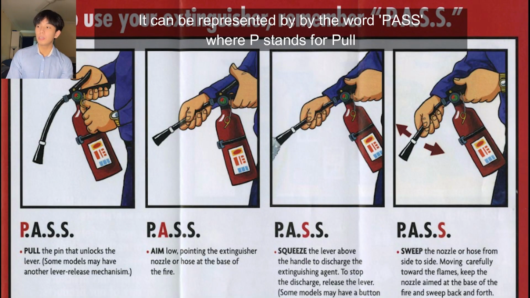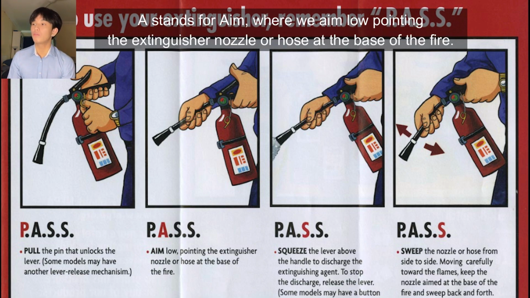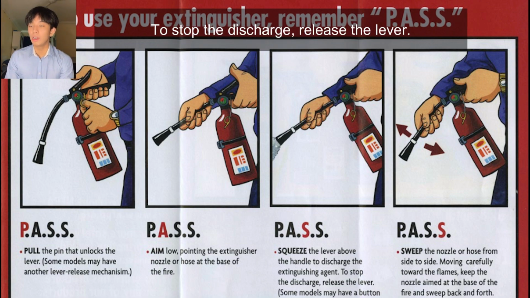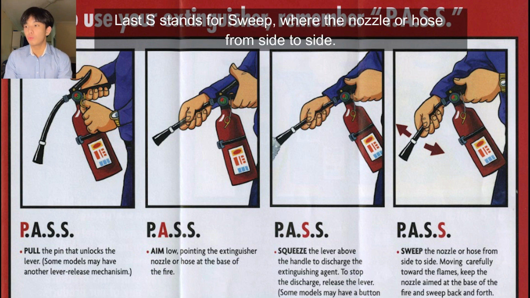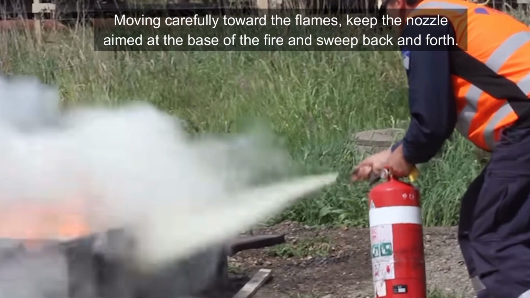It can be represented by the word PASS, where P stands for pull. We pull the pin that unlocks the lever. A stands for aim, where we aim low, pointing the extinguisher nozzle or hose at the base of the fire. S stands for squeeze, where we squeeze the lever above the handle to discharge the extinguishing agent. To stop the discharge, release the lever. The last S stands for sweep, where we sweep the nozzle or hose from side to side. Moving carefully towards the flame, keep the nozzle aimed at the base of the fire and sweep back and forth.